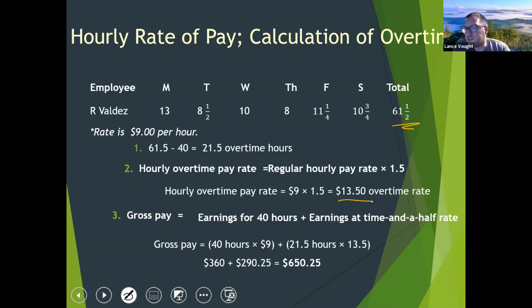So the gross pay is going to be for the 40 hours of earnings, which is 40 times 9. So that's $360. And then 21.5 times the $13.50 pay rate, which is $290.25. So that means that R. Valdez's gross pay during that week was $650.25.